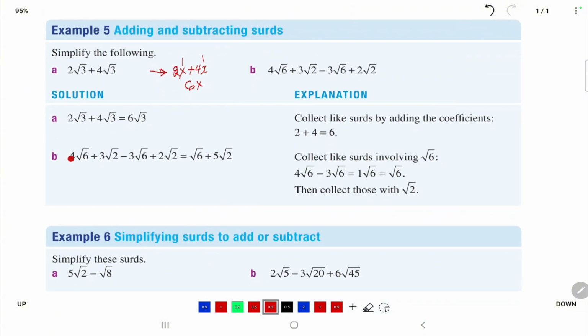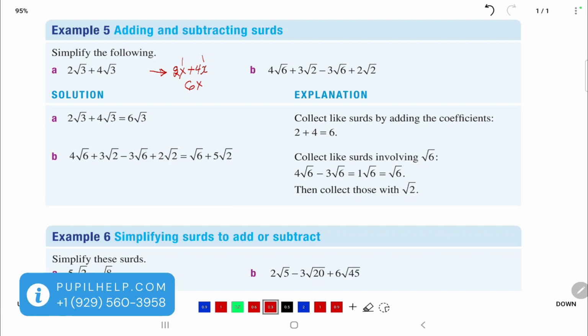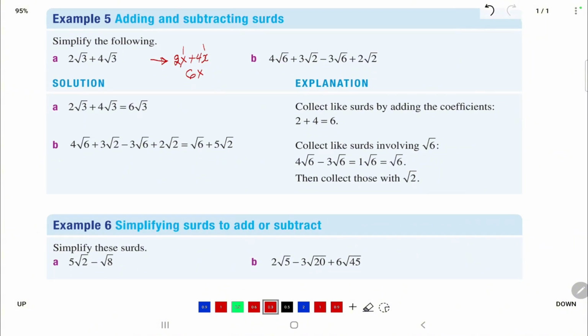Now, come to this example. 4 multiplied by square root of 6, plus 3 multiplied by square root of 2, minus 3 multiplied by square root of 6, plus 2 multiplied by square root of 2. You see, here is the explanation.